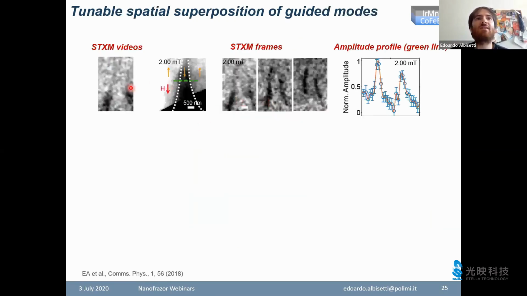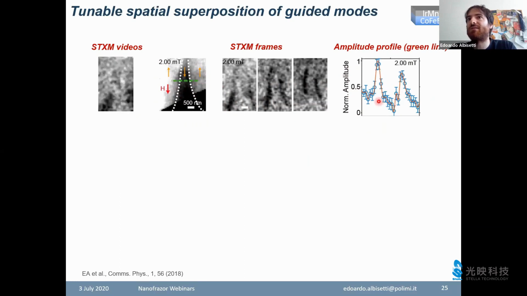We saw that when the two domain walls are separate from each other, we have two spin waves that are, let's say, independent of one another because they are spatially separated, and they propagate here and here. Here you see a profile of the spin wave amplitude along the green line, and you see two peaks that correspond to the propagation of spin waves in the two domain walls.